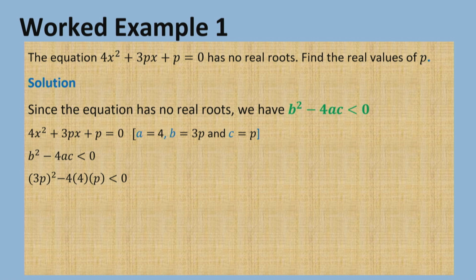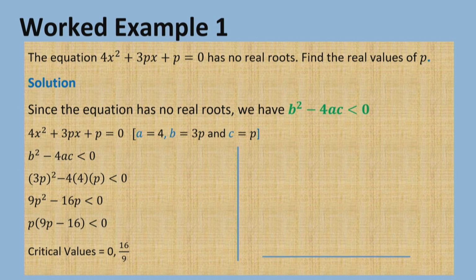So, b squared minus 4ac less than 0, we just need to replace the values for a, b, and c. That will be (3p) squared. Remember the brackets? Minus 4 times 4 times p, which is less than 0. 9p squared minus 16p less than 0. What do we do? We factorize. p(9p minus 16) less than 0. How do we proceed now? Well, we look for critical values. So the critical values will be 0 and 16 over 9.